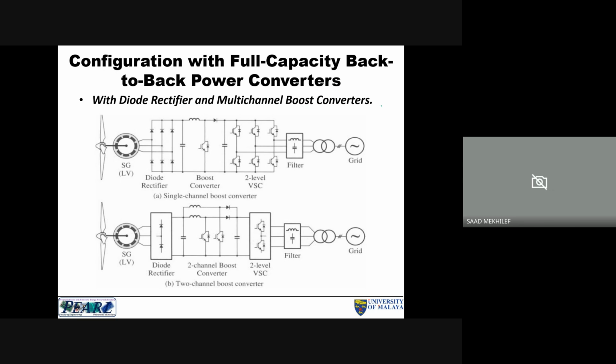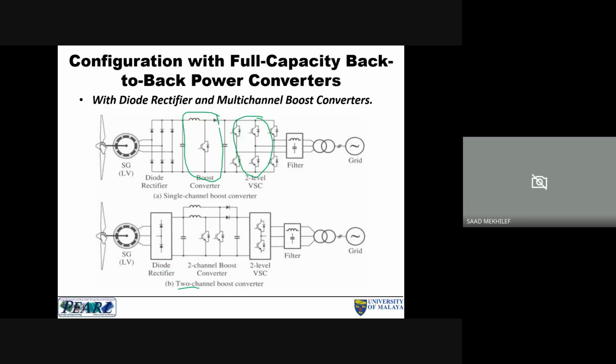Here we have two converters or two topologies. One is the single channel, and the second is the two channels. We can see the single channel here. We have the synchronous generator, and you can see there is no gearbox. So we have a three-phase diode rectifier, and then we have a boost converter here. Then we have the voltage source inverter, or voltage source converter, and then the grid. This is what we call a single channel.